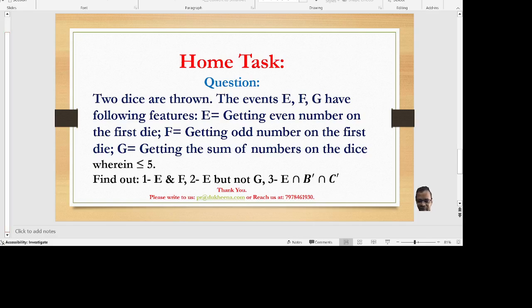Thanks a lot for your patient hearing. It will be really good if you understand these concepts well and also practice some set theory problems well, so that you have a good hang on the subject of probability.